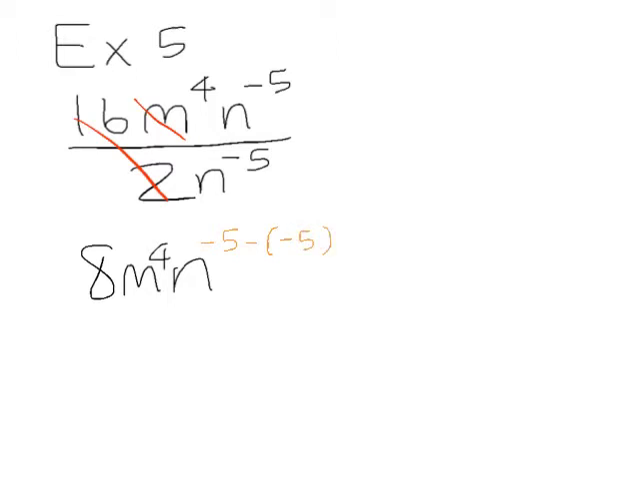And so something really interesting is going to happen here. This is going to give me 8m to the fourth n to the 0. Well, anything to the 0 power is 1, and that's one of the rules that we looked at at the very beginning of the lesson. Anything to the 0 power is 1. Doesn't matter what the number is, it's 1. So when we finish this problem off, we're looking at 8m to the fourth times 1, okay? And so our final answer then is just going to be 8m to the fourth.